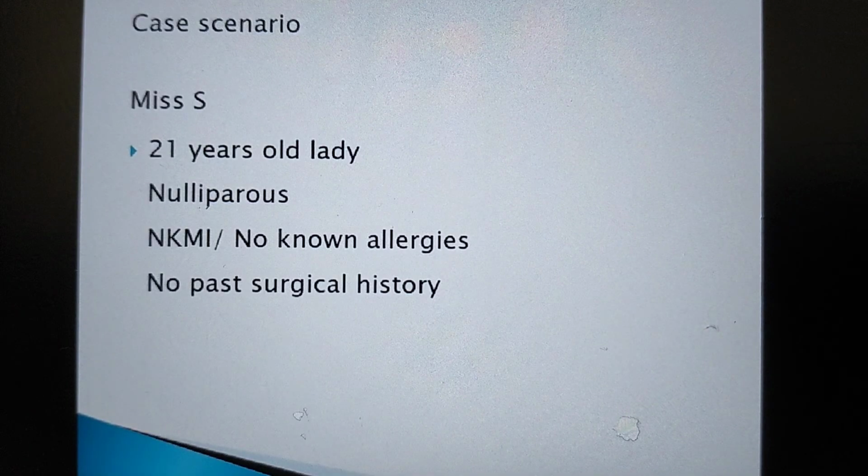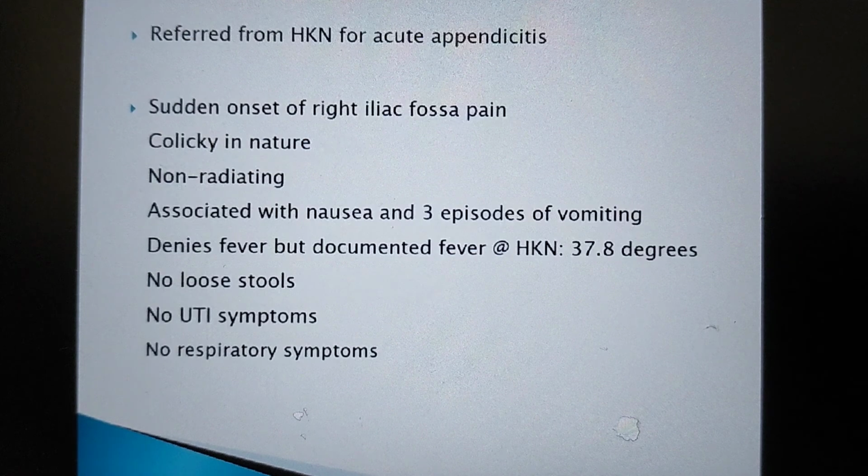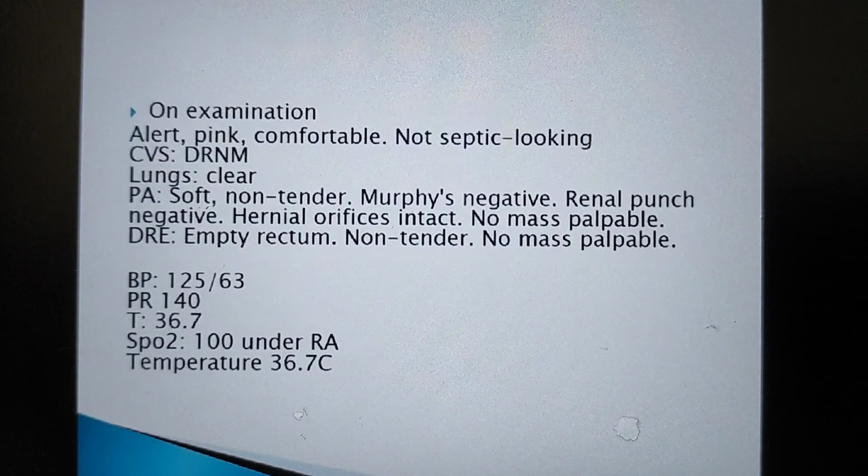So now I proceed with the case. This is an example case: Miss S, a 21-year-old lady, nulliparous, no medical illness, no past surgical history. She was referred from HKM for acute appendicitis. She presents with sudden onset of right iliac fossa pain, pointing, non-radiating, associated with nausea and 3 episodes of vomiting. Denies fever, but there was 1 fever episode documented at HKM. No loose stool, no UTI symptoms, no respiratory symptoms.